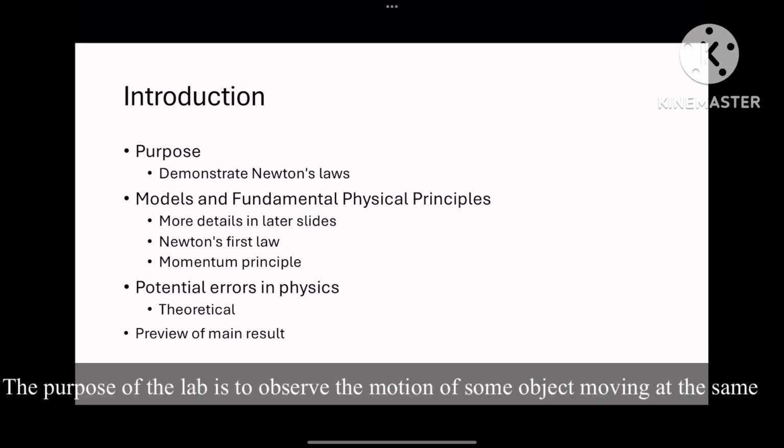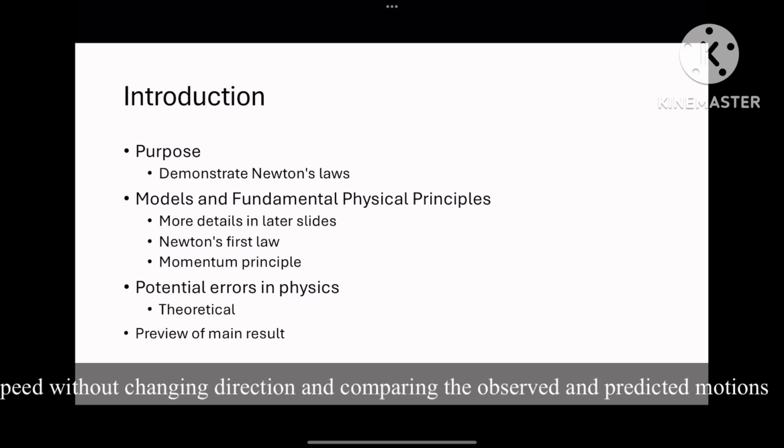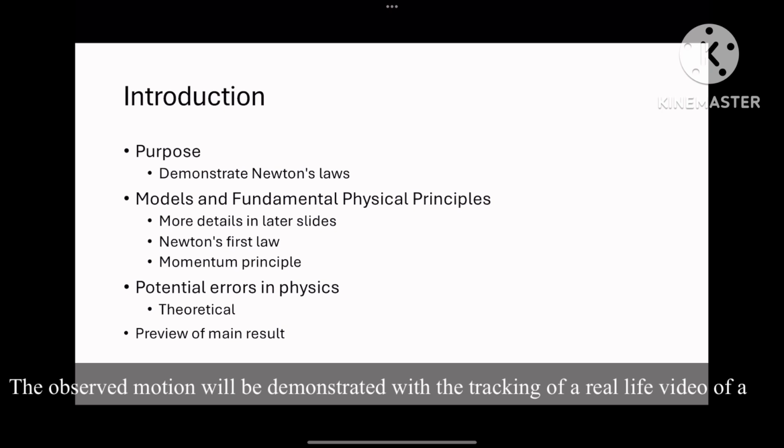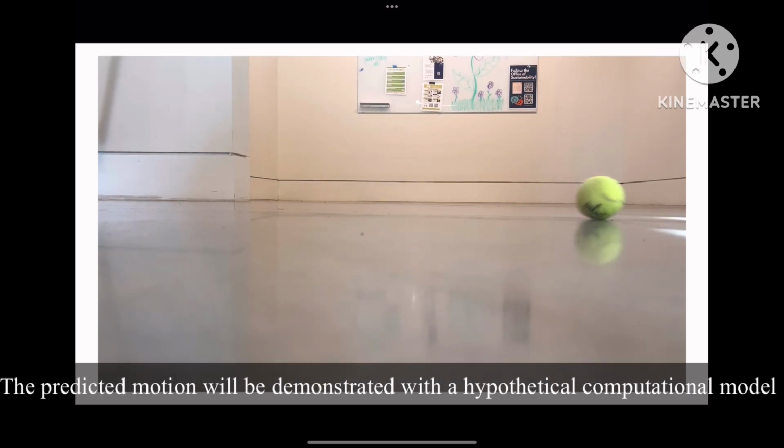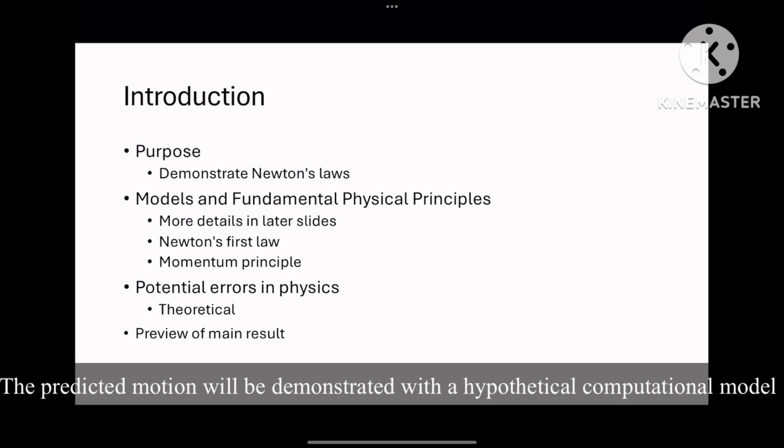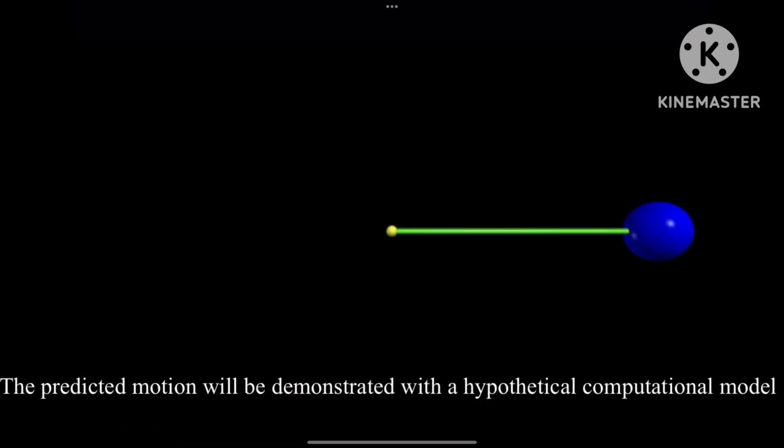So the purpose of the lab is to observe the motion of some object moving at the same speed without changing direction and comparing the observed and predicted motions. The observed motion will be demonstrated with the tracking of a real-life video of a tennis ball, and the predicted motion will be demonstrated with a hypothetical computational model in GlowScript.